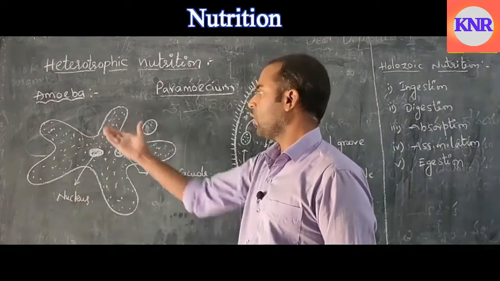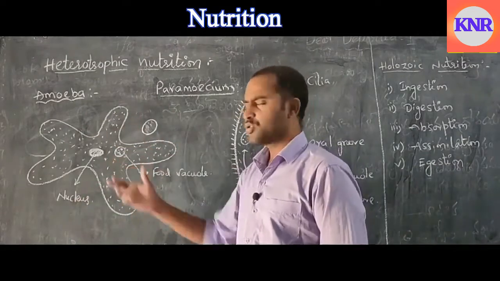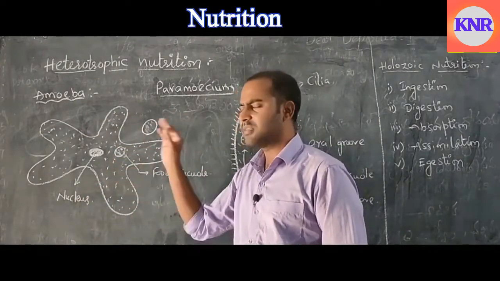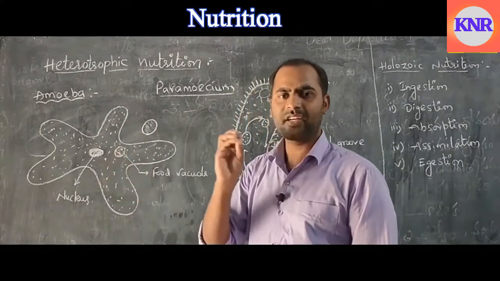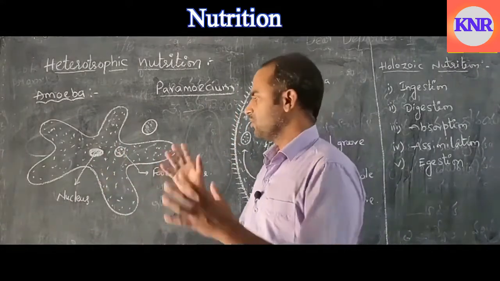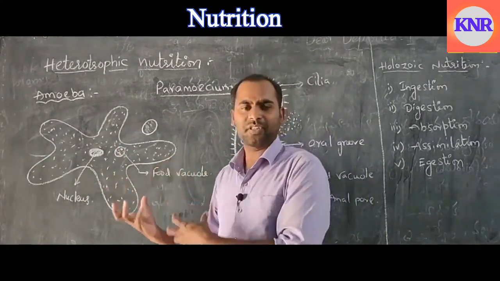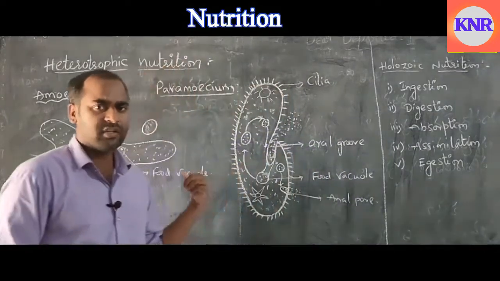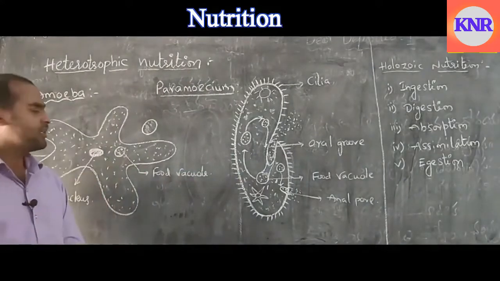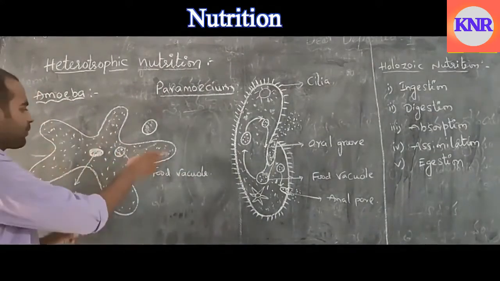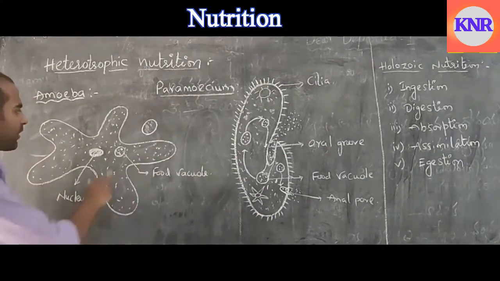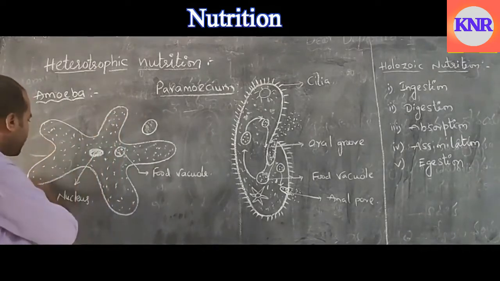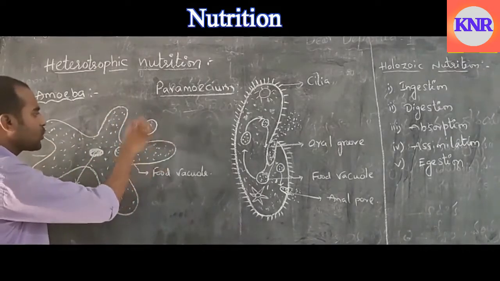Amoeba is a protozoan. It is a unicellular simple organism. It doesn't even have a definite shape. It doesn't have a proper shape. There is no rule for drawing amoeba, right? So it can be drawn in any shape. It has finger-like projections like this. These finger-like projections are called pseudopodia.